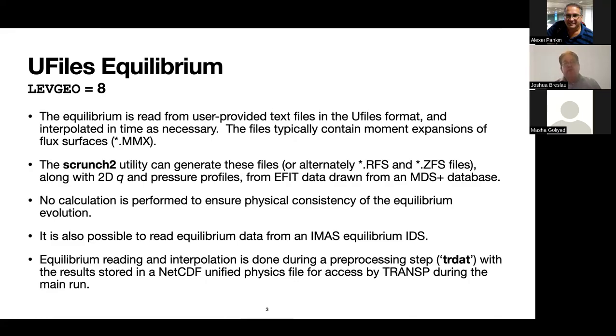There's also, more recently, an option to read this data from an IMAS equilibrium IDS instead of these text files. All of the reading and interpolation in time is done during the pre-processing step with the TR.DAT utility, and the results are stored in a NetCDF unified physics file, and TRANSP uses that during the main run.